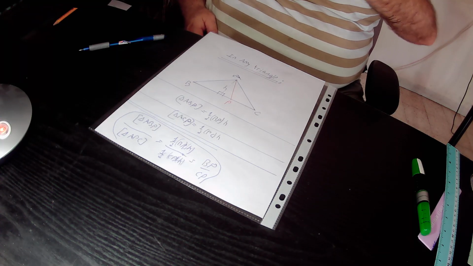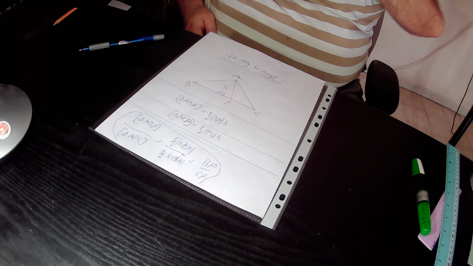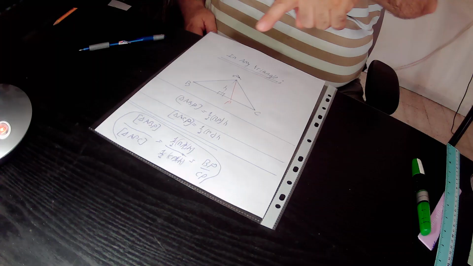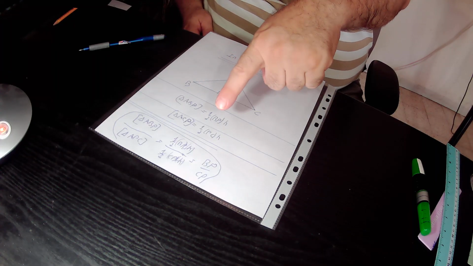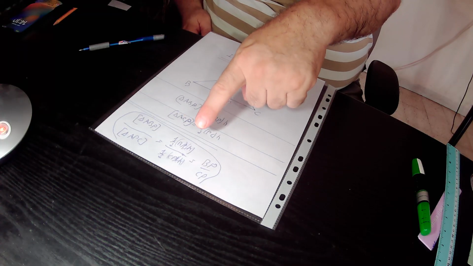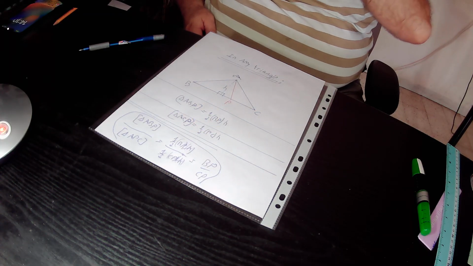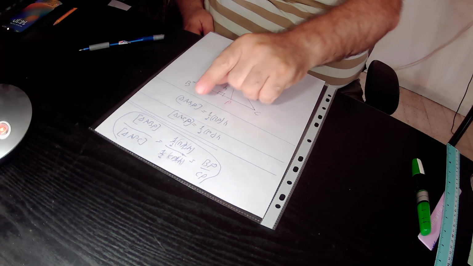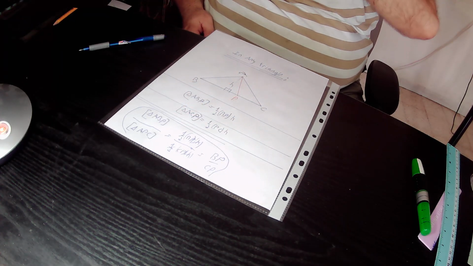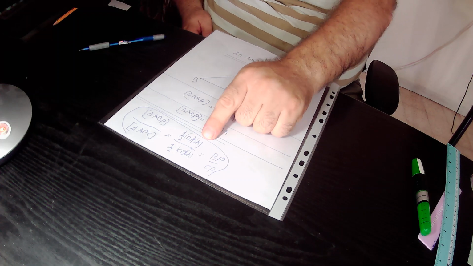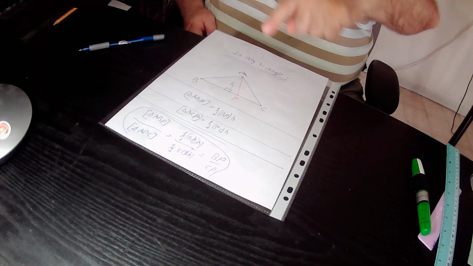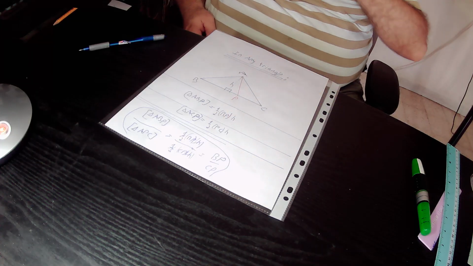Now the ratio between the two areas is the area of triangle ABP over the area of triangle APC. The area of triangle ABP is BP times edge over 2, while the area of triangle APC is CP times edge over 2. We have 1/2 in the numerator and 1/2 in the denominator, so the 1/2 will get cancelled. We have edge in the numerator and edge in the denominator, so edge also will get cancelled, and we're left only with BP over CP.